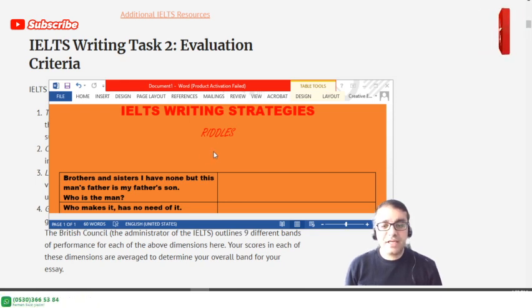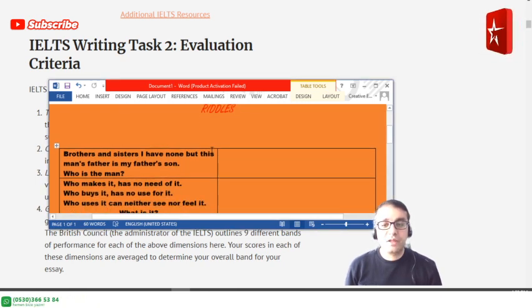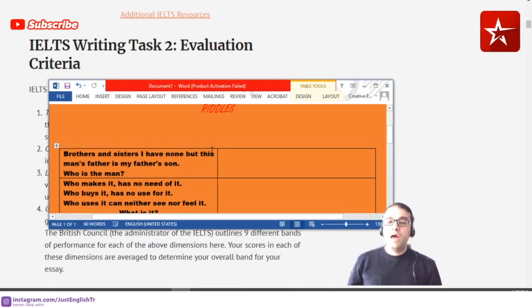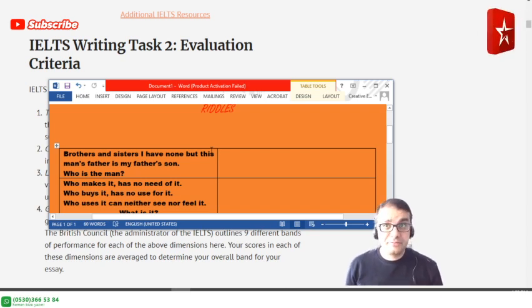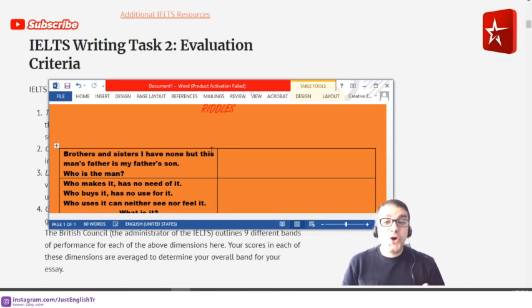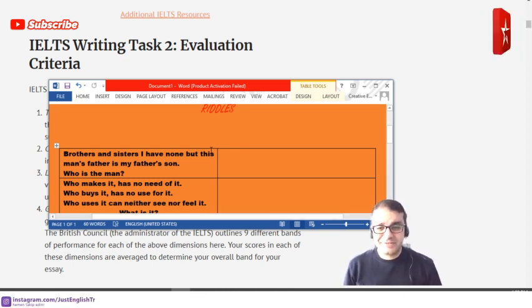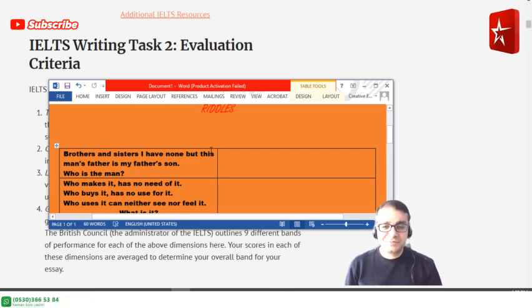Now let's go for the second question. See this question. Who makes it has no need for it. Look here. Who buys it has no use for it. Who uses it can neither see nor feel it. So what is the answer here? What do you think? What is the answer?